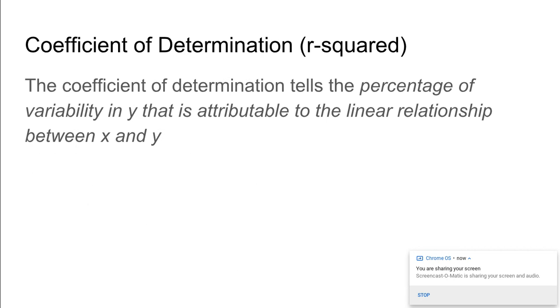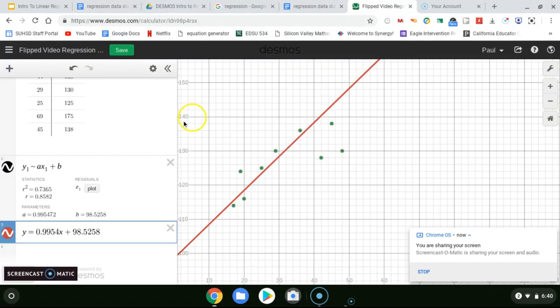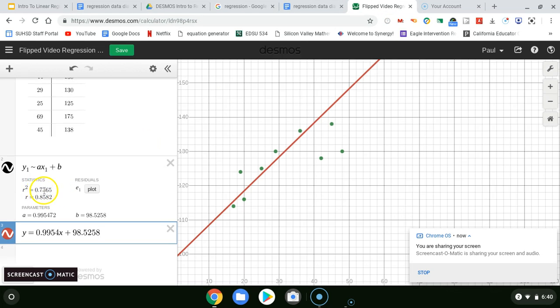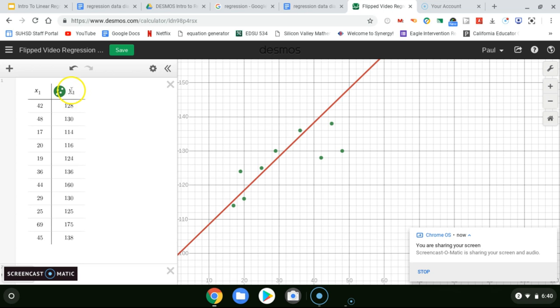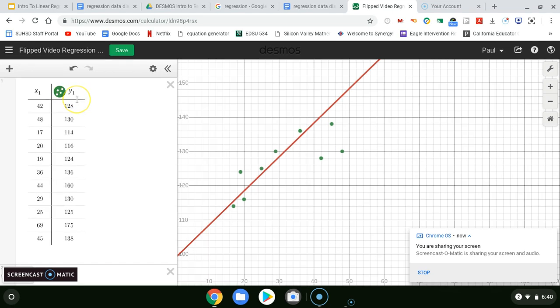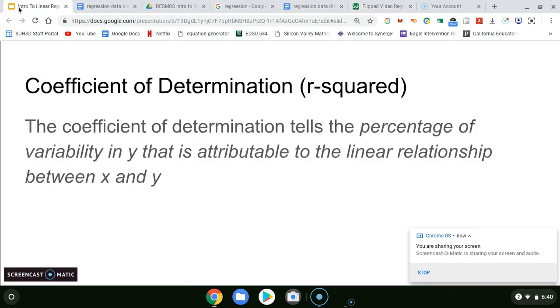The coefficient of determination is the other value they report out, r squared. And what it means is the percentage of variability in y that is attributable to the linear relationship between x and y. So in our example, let me go back to the graph. We got an r squared of 0.7365. That means that 73.65% of the variability in systolic blood pressure is directly attributable to the relationship between diastolic blood pressure and systolic blood pressure.